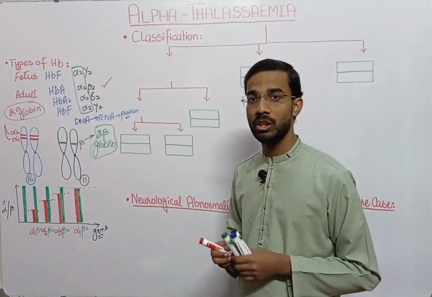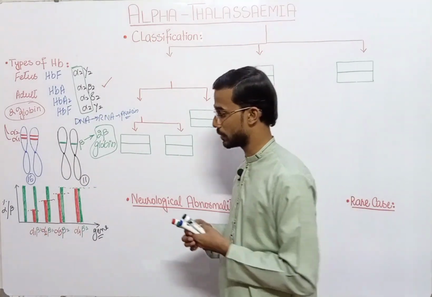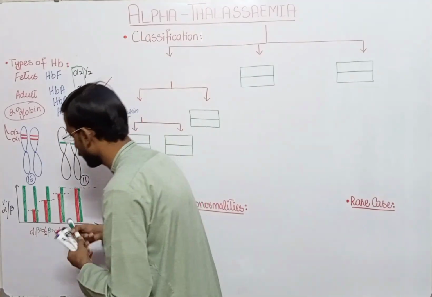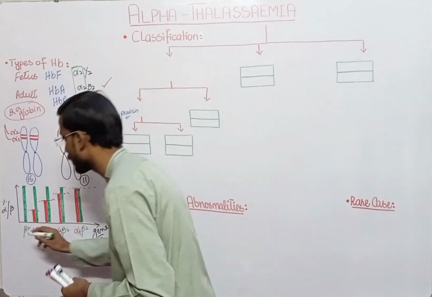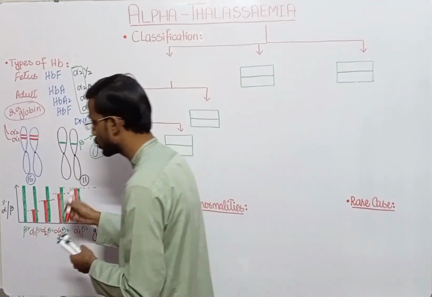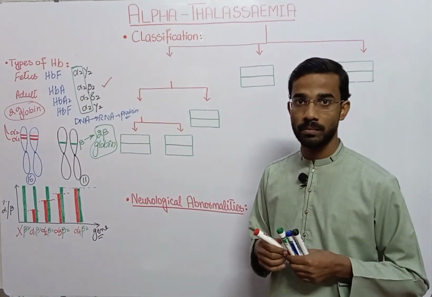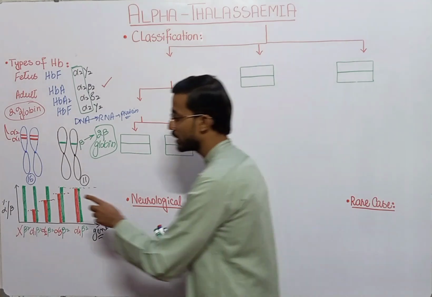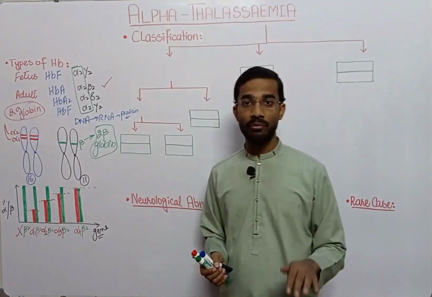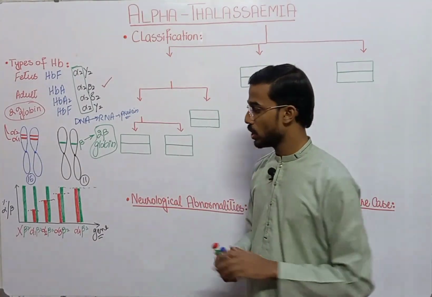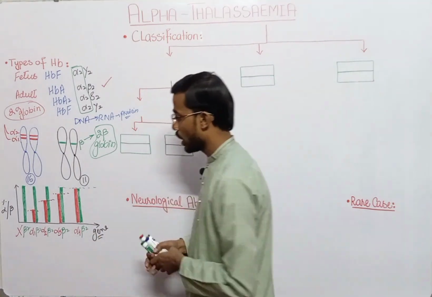A further reduction in the quantity of the alpha globin chain occurs. And last, again beta will remain the same, but now there is no alpha allele present. In that situation, there will be no alpha globin chain. So this is the case.